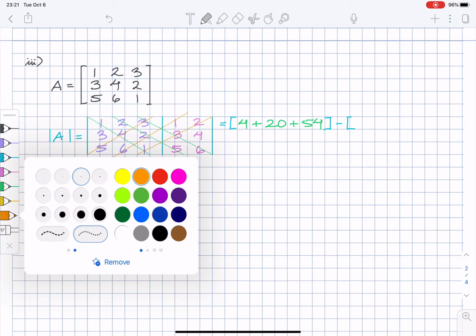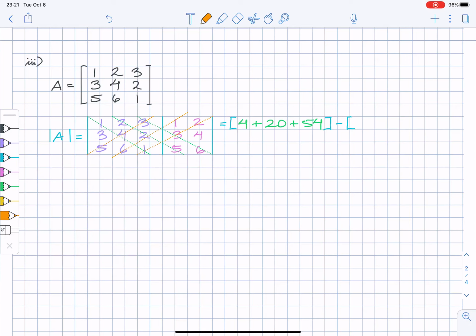Okay, so that gives us 60 plus 12 plus 6. Hopefully I did that okay. So that's going to be 78 minus 78. So all of that for nothing, or 0. Okay, so the determinant is 0.